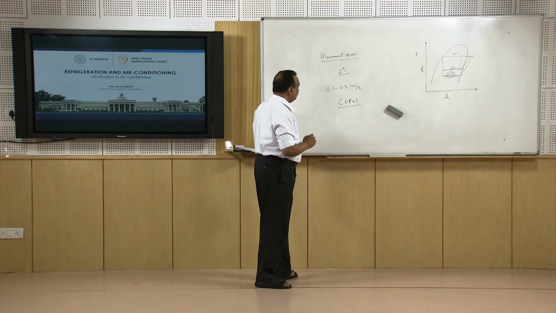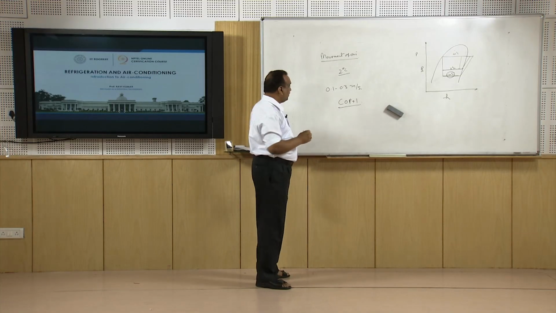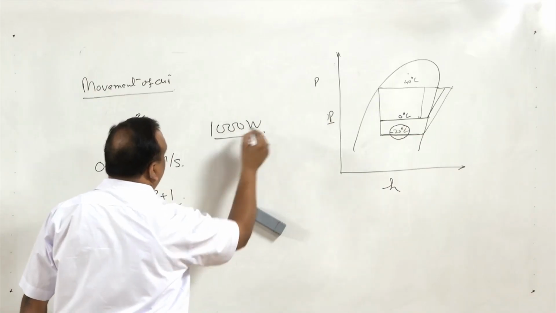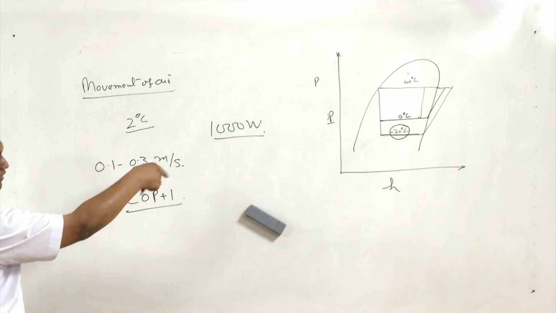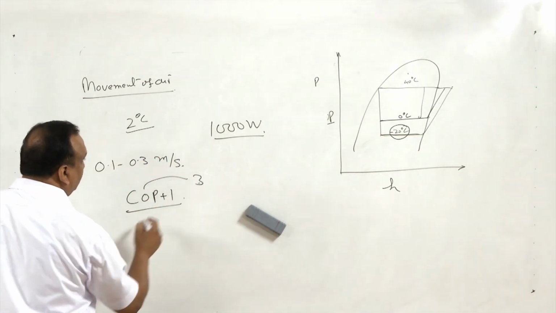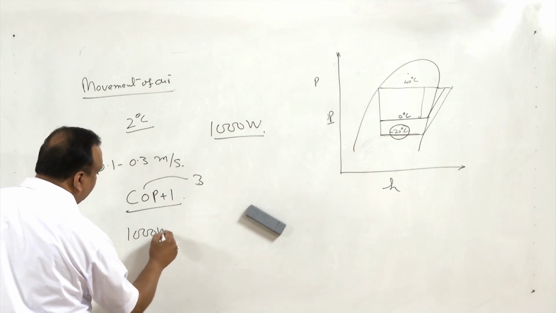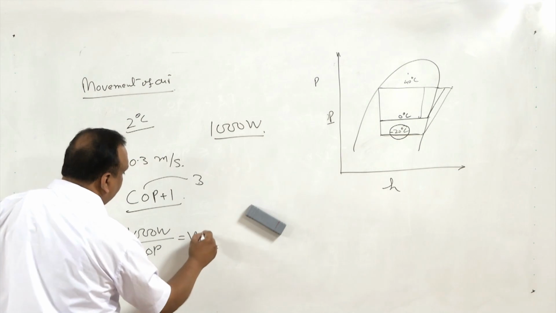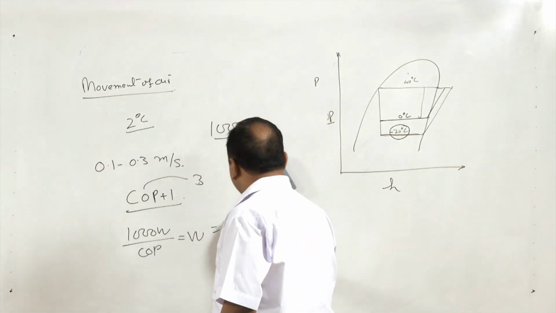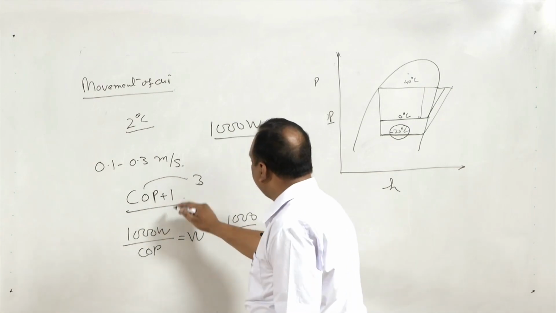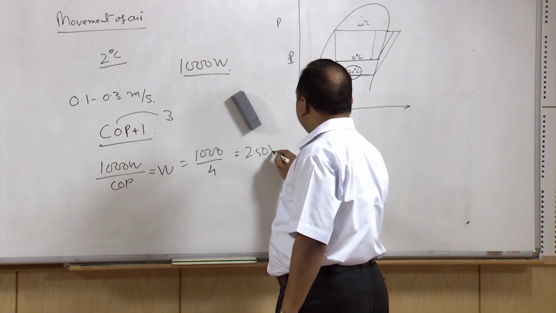Suppose I want 1000 watt of heating, and I use reverse cycle. Suppose the COP of the system is 3. So, 1000 watt divided by COP plus 1, that is 3 plus 1, which is 4, will give me the power consumed. That is 1000 divided by 4, and that is 250 watts.